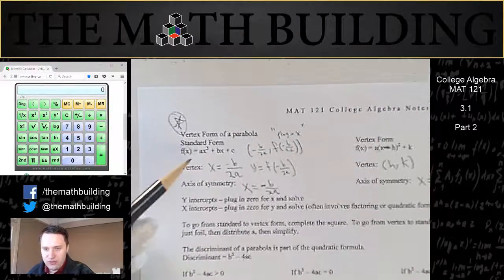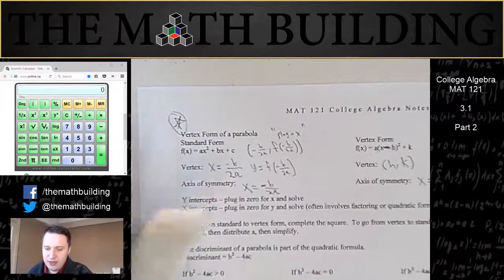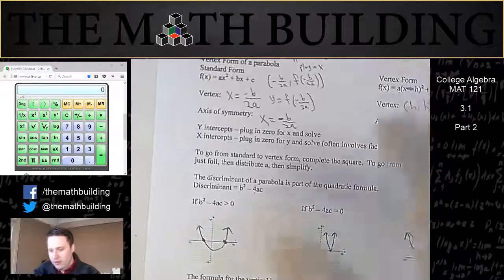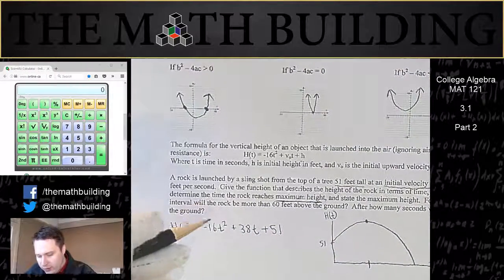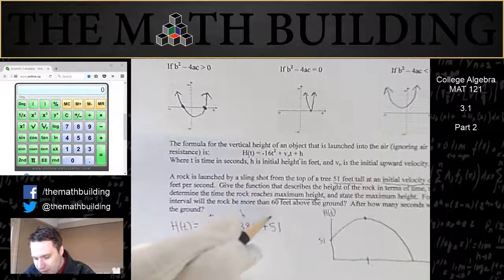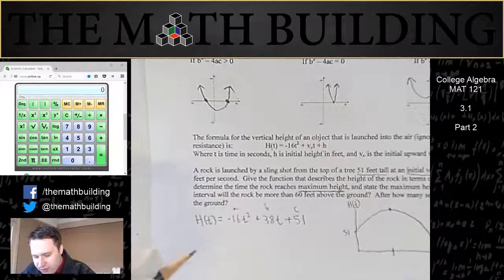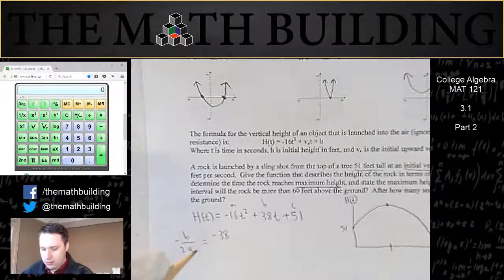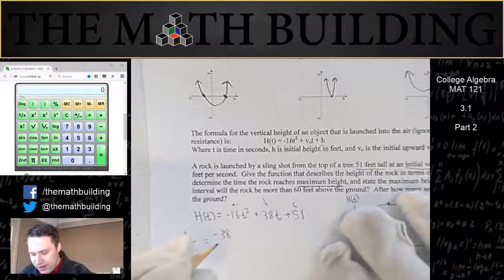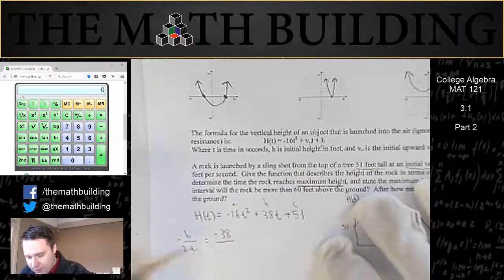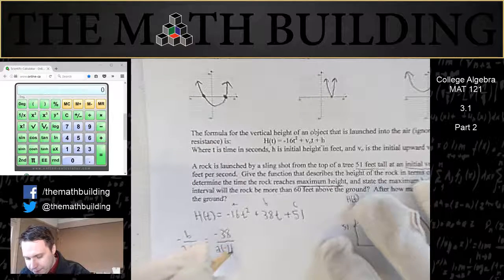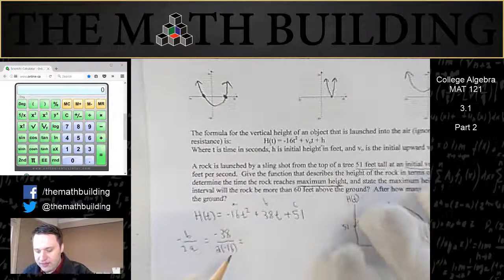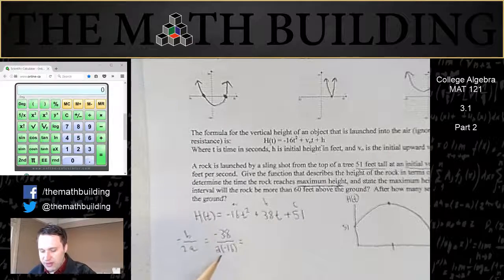And you'll notice that we're in standard form, so we're going to use this magic negative b over 2a again. So let's do that. Here's a, here's b, and here's c. So the vertex is going to be negative b over 2a, which will equal negative 38 divided by 2 times negative 16. So I have two negatives, that'll make a positive. So that's going to be 32 on the bottom. So let's do 38 divided by 32.